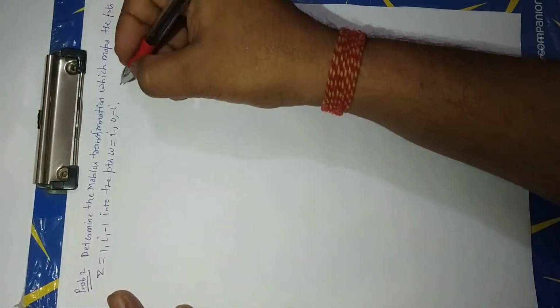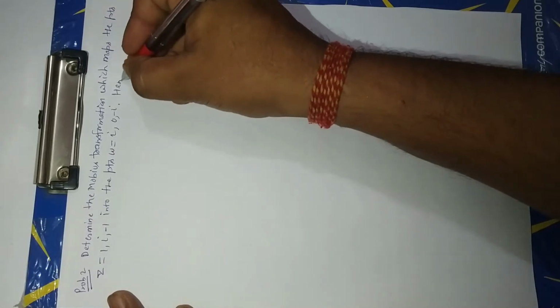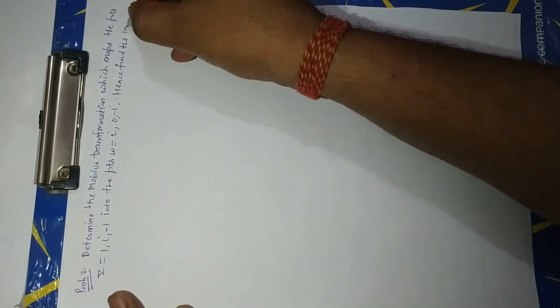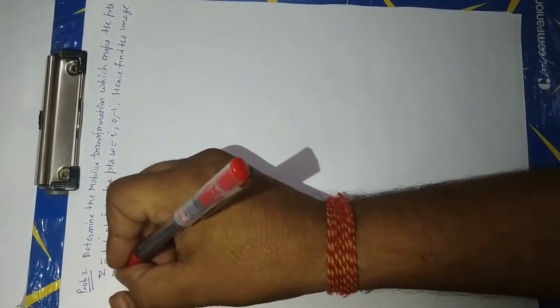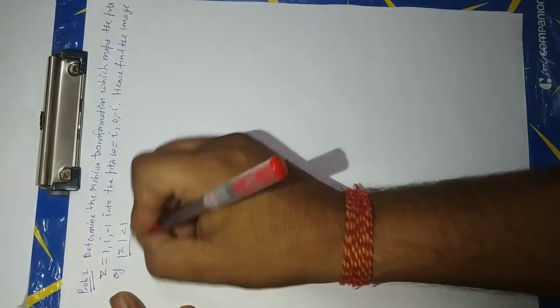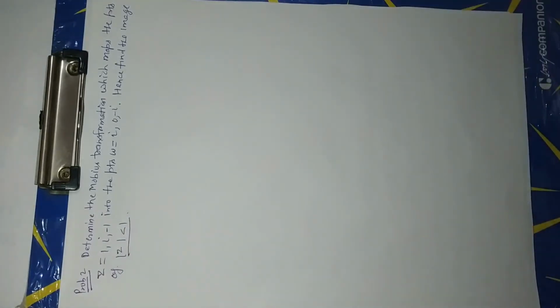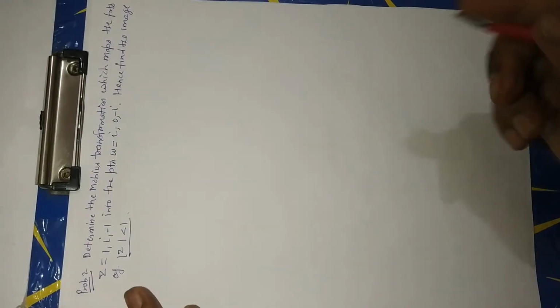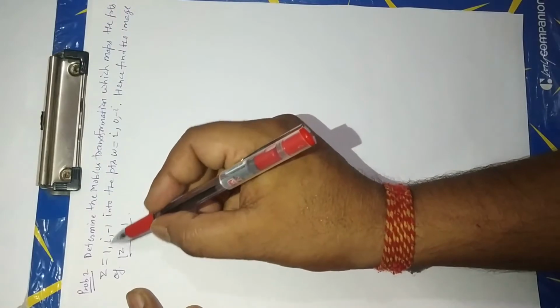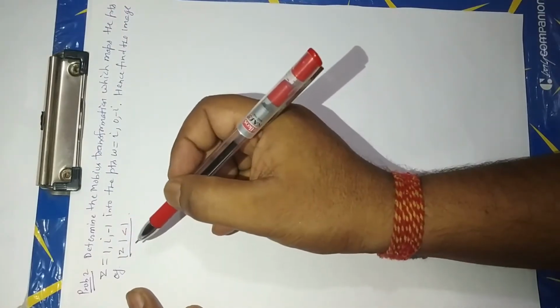Hence find the image of |z| less than or equal to 1. This is the equation of a circle with center 0 and radius 1. Now |z| less than or equal to 1, that is the interior area of the unit circle.